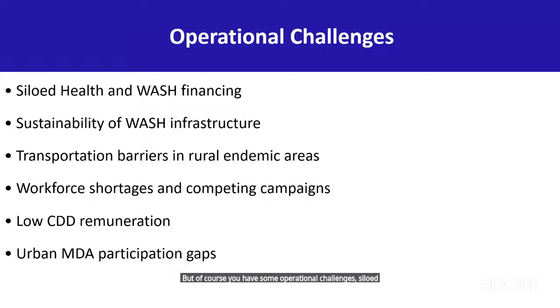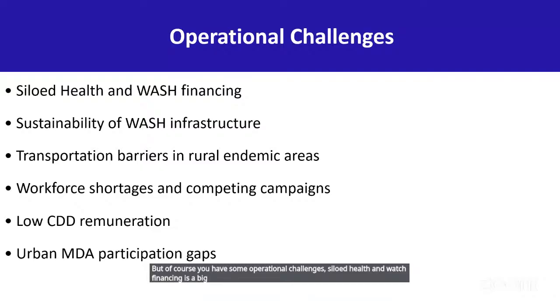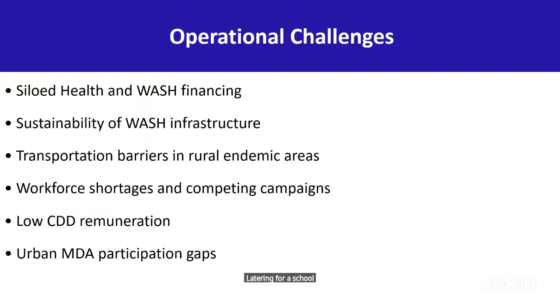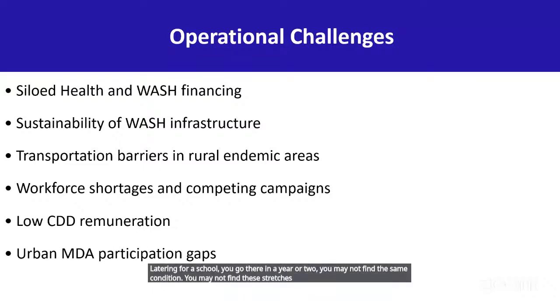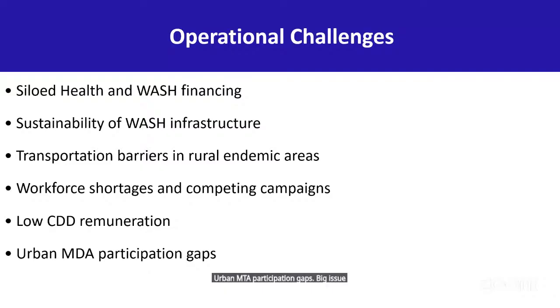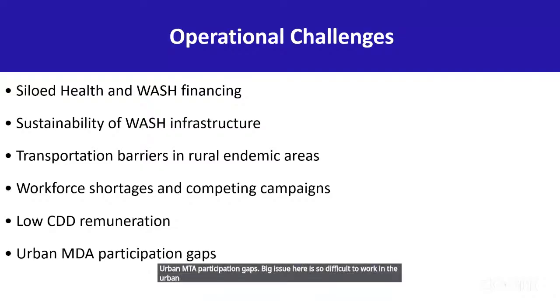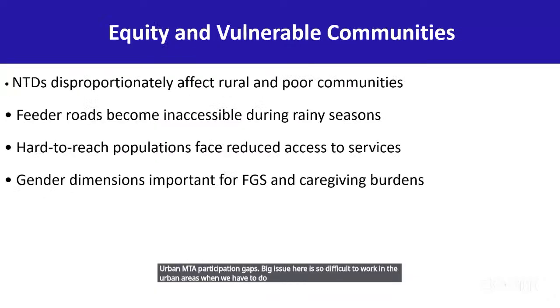Siloed health and WASH financing is a big issue. Sustainability of WASH infrastructure: you manage to get a borehole and a latrine for a school, you go there in a year or two, you may not find the same condition. You may not find these structures working properly. Transportation barriers in rural endemic areas, workforce shortages and competing campaigns, low CDD (community drug distributor) remuneration, urban MDA participation gaps. Big issue here. It's so difficult to work in the urban areas when we have to do MDAs.